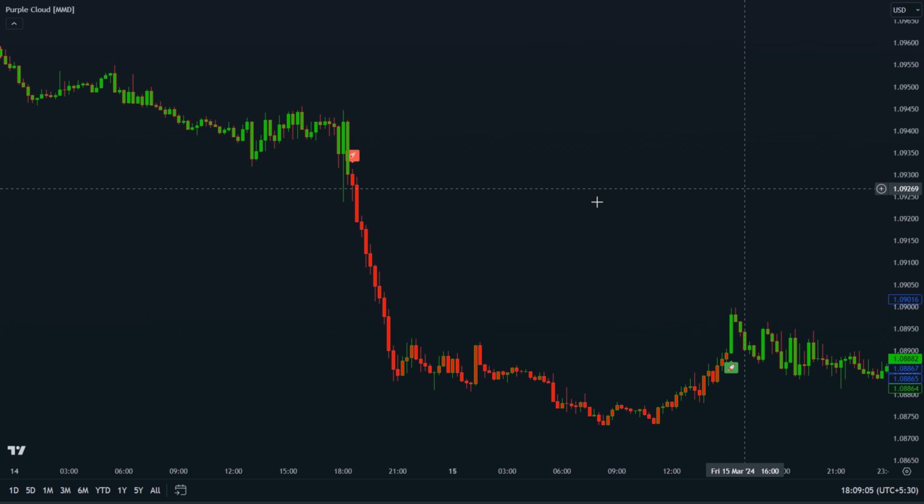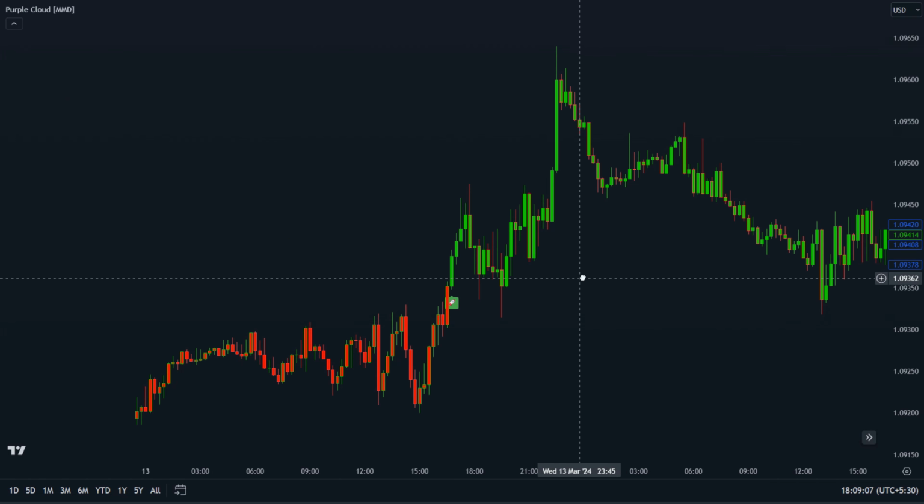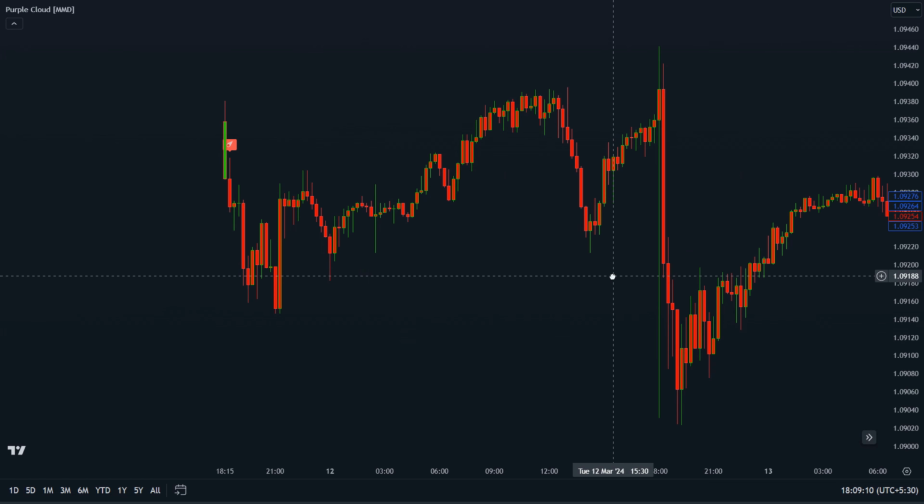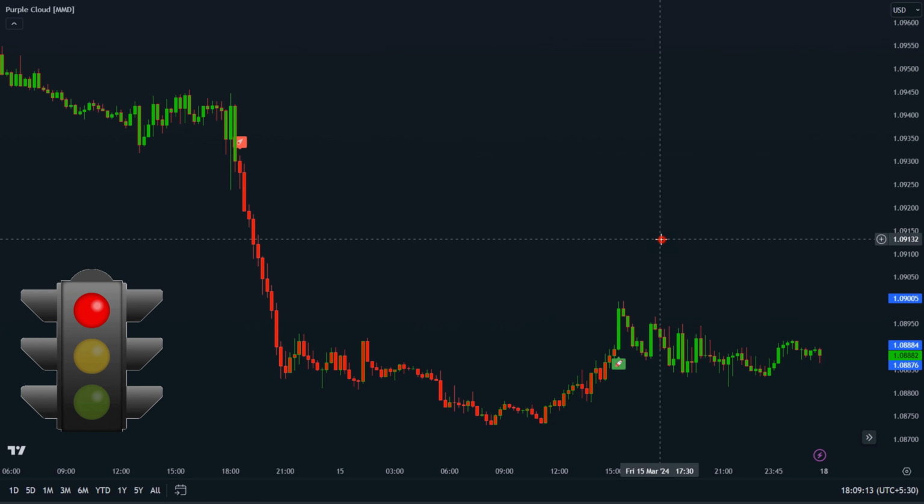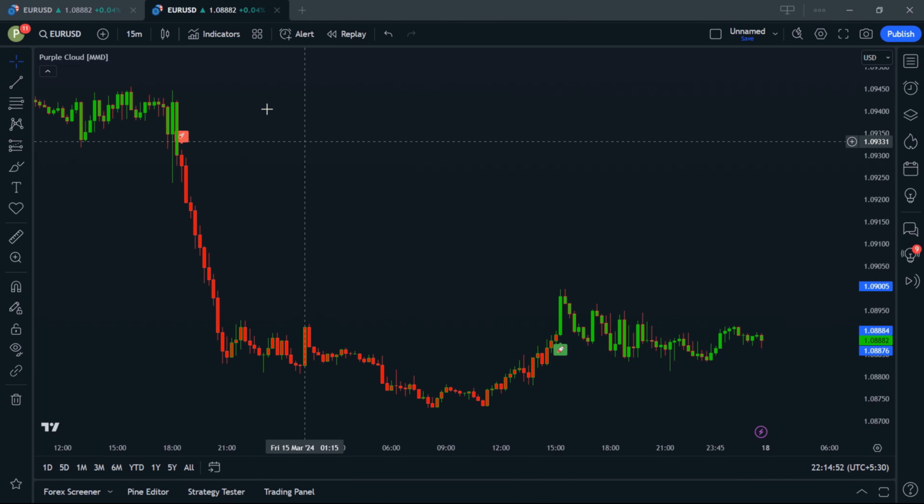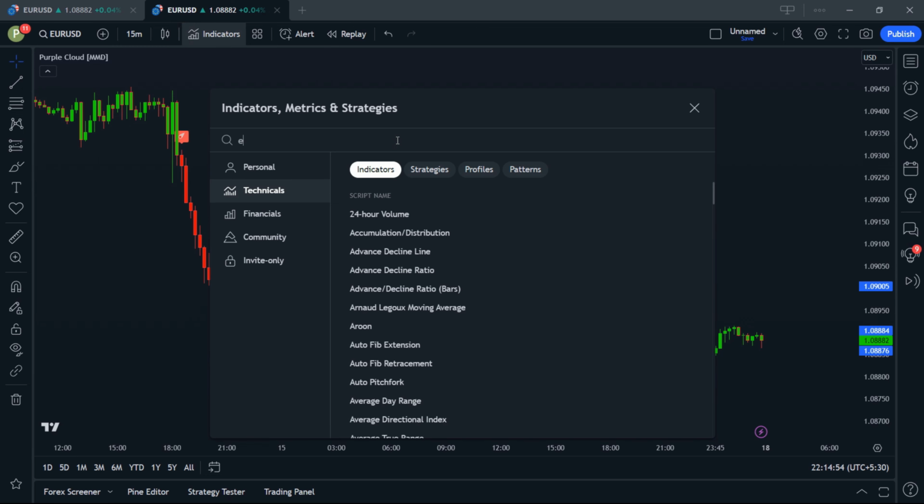Now, let's talk about the purple clown's secret language. It uses two colors straight out of a video game, green and red, just like Destiny. For those who don't know Destiny, you can say like traffic lights. Now let's add a second indicator, EMA difference histogram.